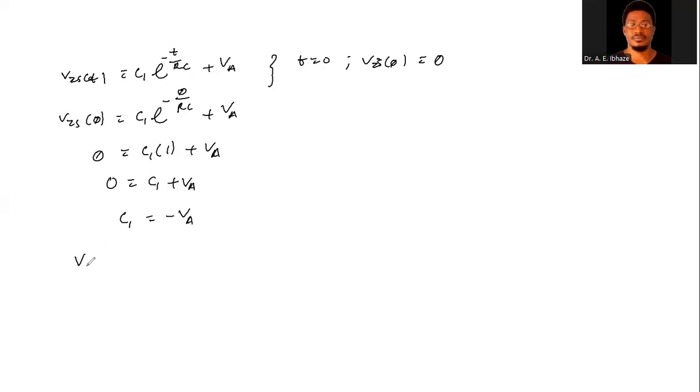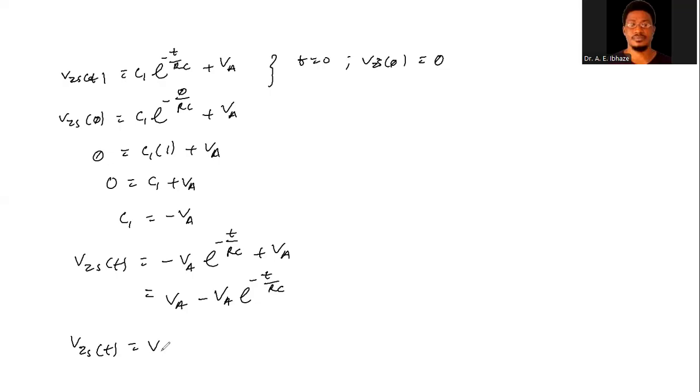So that VZS of t will be equal to negative, so we're going to plug that into this, negative VA exponential minus t over RC plus VA. So this is the same as VA minus VA exponential minus t over RC. So the zero state response is the same as VA into bracket 1 minus exponential minus t over RC.